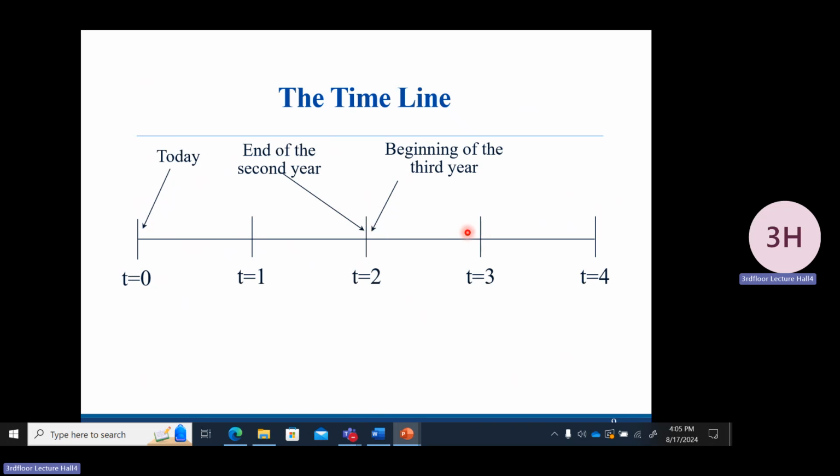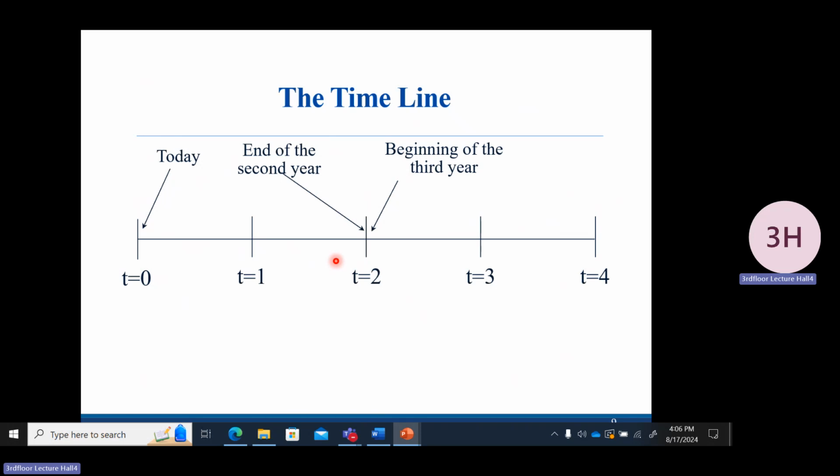This is the end of the 3rd year. Likewise, you can define. So this is the 4th year. This is the beginning of year 4. This is the end of year 4. Right? So you should be able to define the timeline like this.